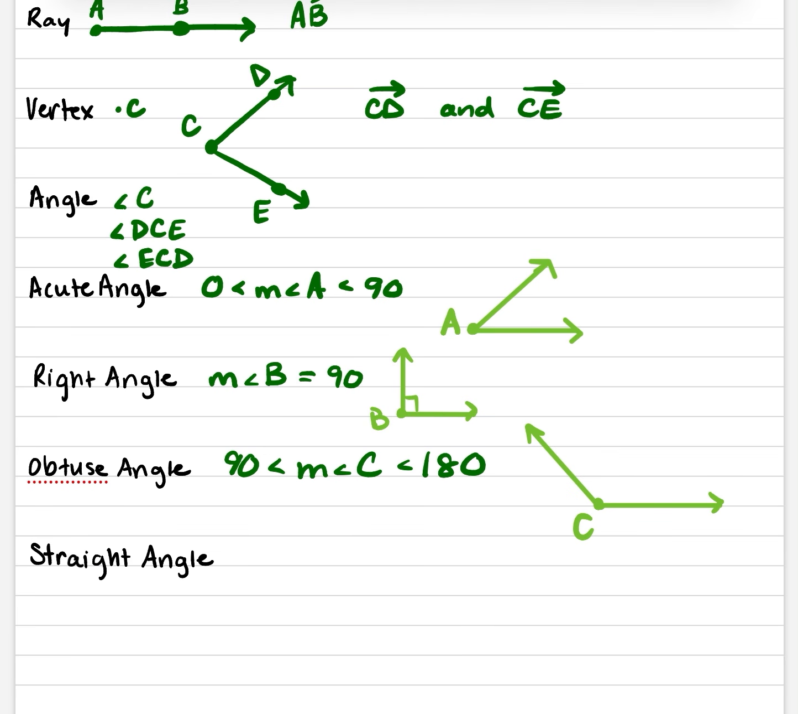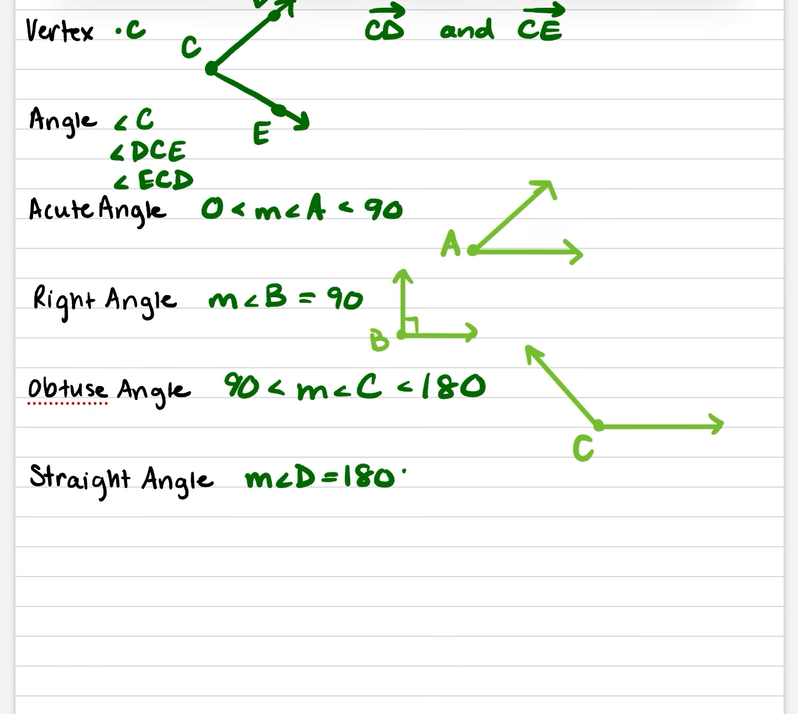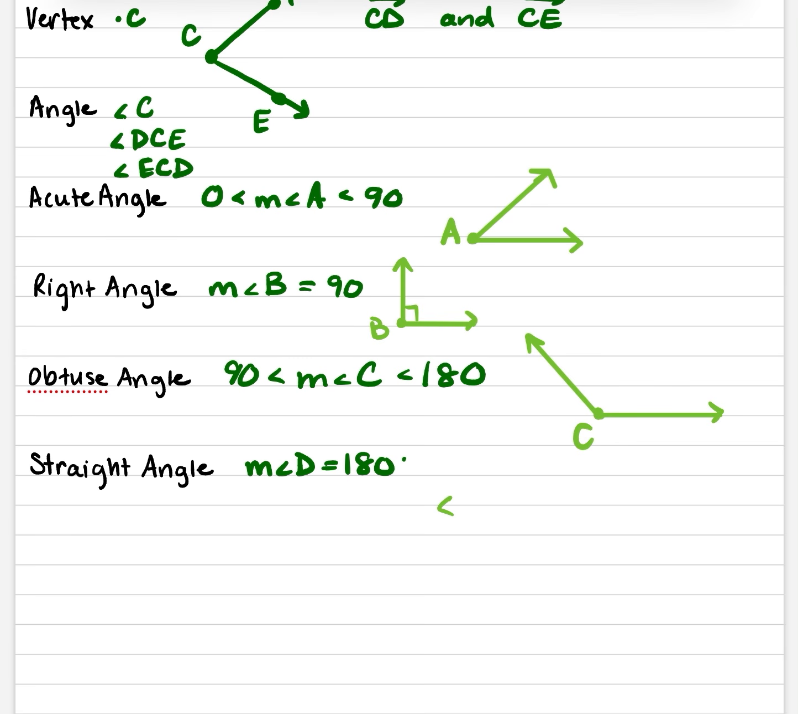And then a straight angle, the measure of angle D, is equal to 180 degrees. That is a line, essentially. So a straight angle just like that, 180, which is what a line is equal to.